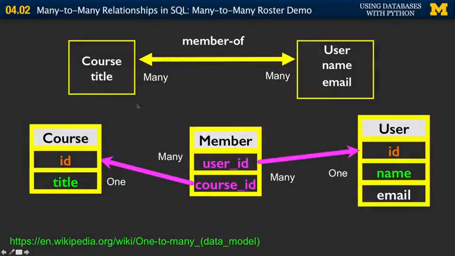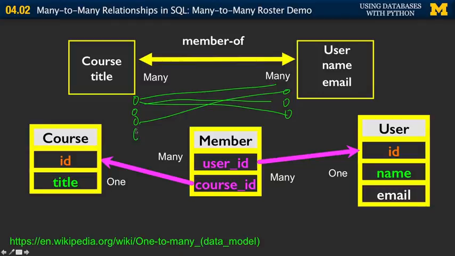So now what we're going to do is write a bit of code that implements the many-to-many relationship. If you recall from before, a many-to-many relationship is a situation where you have many courses on one side and many users on the other side, and there are many users that are members of many courses, and a particular user can also be a member of lots of courses. So there's many on both sides.